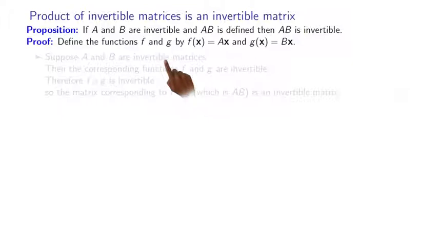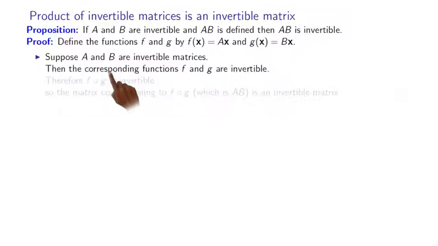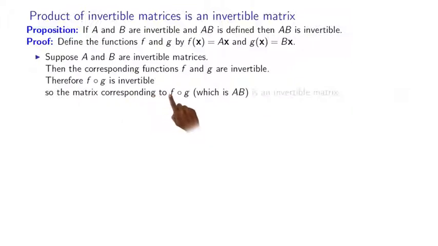Given the matrices A and B, let f and g be the corresponding functions, the ones defined by matrix vector multiplication. Now suppose A and B are both invertible matrices. Then the functions f and g are invertible functions. Now assuming the matrix product A times B is defined, the functions f and g can be composed. And since f and g are both invertible functions, the composition is also invertible. So by the matrix multiplication lemma, the corresponding matrix is A times B, and that's an invertible matrix.